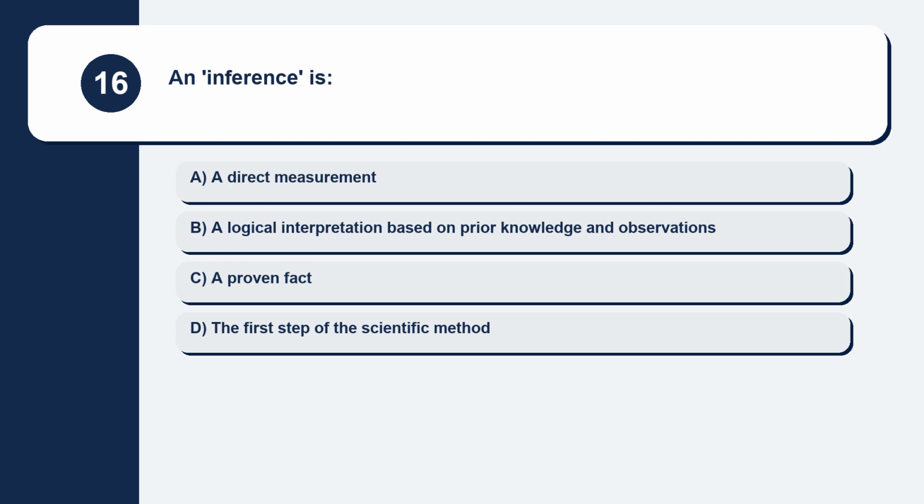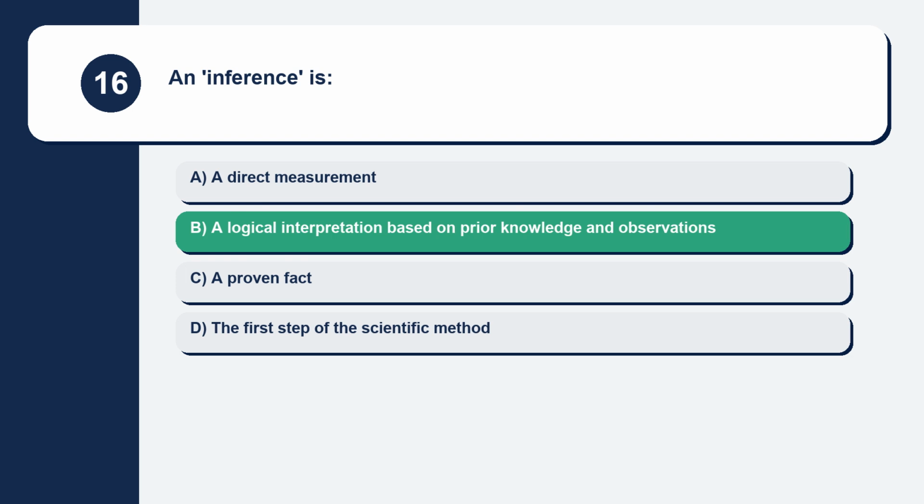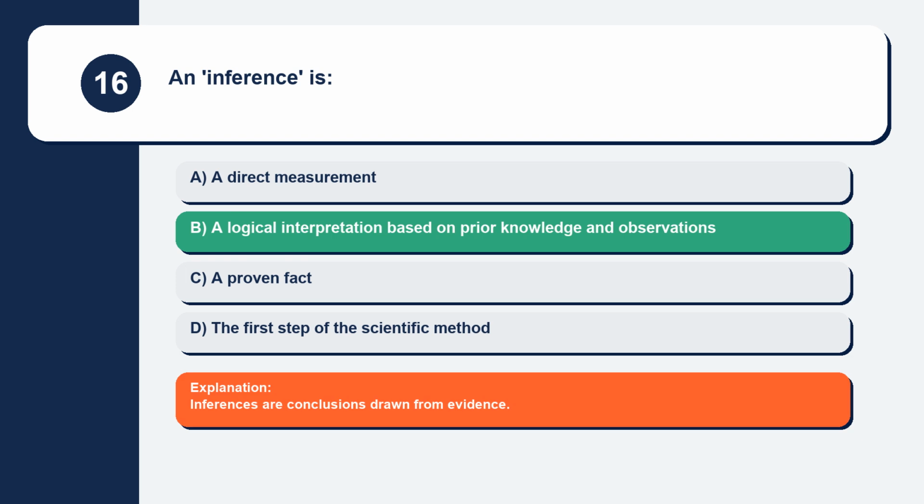Question 16. An inference is a direct measurement. A logical interpretation based on prior knowledge and observations. A proven fact. The first step of the scientific method. Inferences are conclusions drawn from evidence.